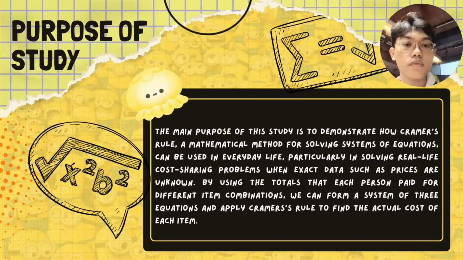Okay, so next is our purpose of study. The main purpose of this study is to demonstrate how Cramer's rule, a mathematical method for solving systems of equations, can be used in everyday life, particularly in solving real-life cost-sharing problems when exact data such as prices are unknown. By using the totals that each person paid for different item combinations, we can form a system of 3 equations and apply Cramer's rule to find the actual cost of each item.